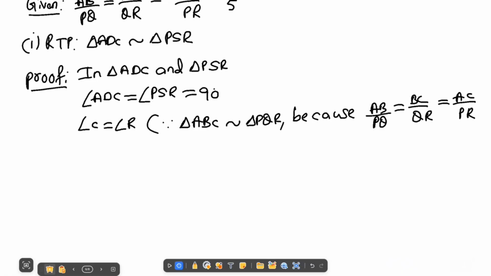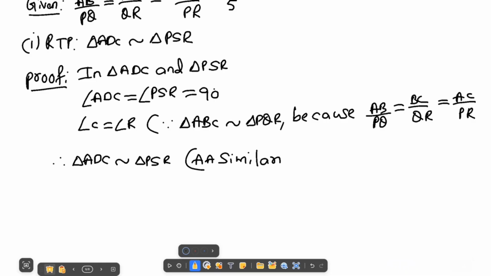So now in both these triangles, in triangle ADC and in triangle PSR, two angles are equal. Therefore by AA angle similarity, triangle ADC is similar to triangle PSR. This is by angle similarity. So we know that this is the first thing, right?